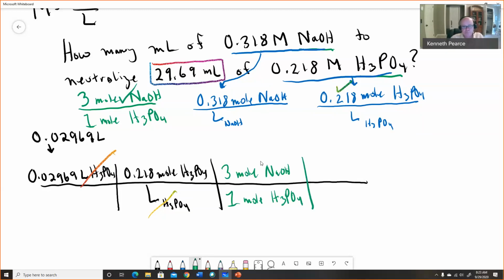And then finally, we have the molarity for the sodium hydroxide, and we're going to have to flip that over to get mole sodium hydroxide on the bottom. So we say liters sodium hydroxide, we need to put the units in, 0.318 mole sodium hydroxide, and that will get us liters. And then we can take our answer in liters and move the decimal point back over to get milliliters for our answer. So let's put this in our calculator.